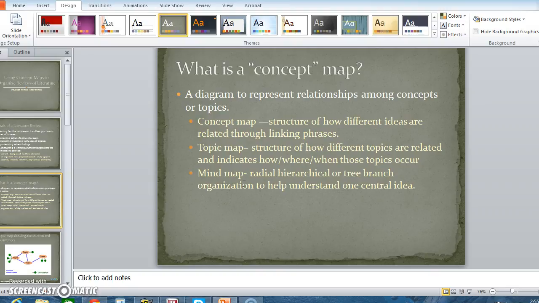You could do a topic map. This is a structure of how different topics are related and indicates how or where or when those topics do occur.